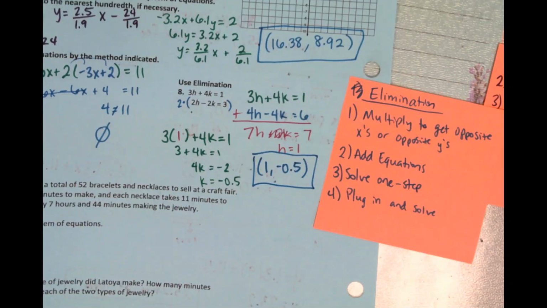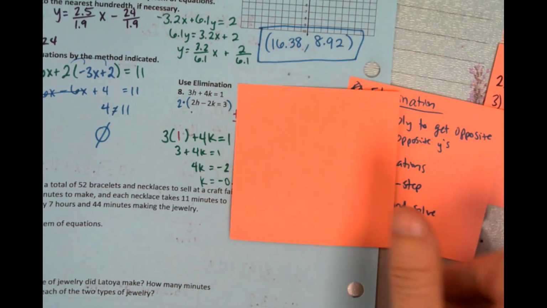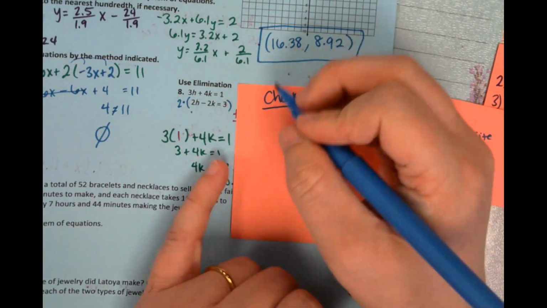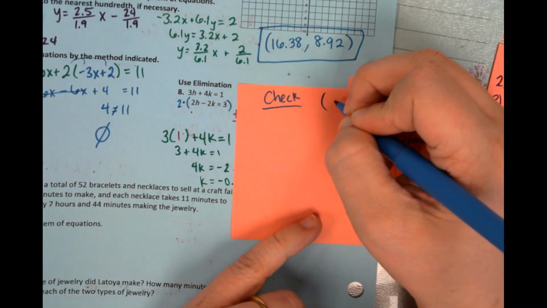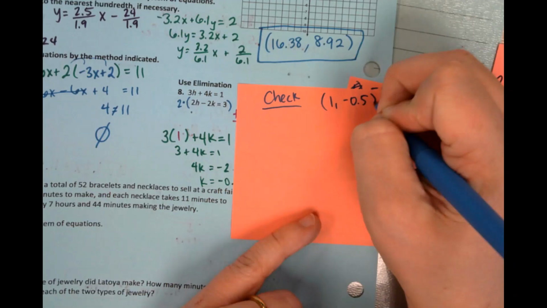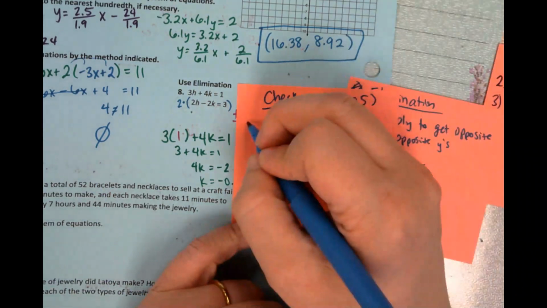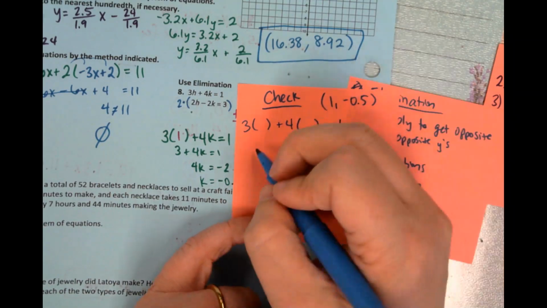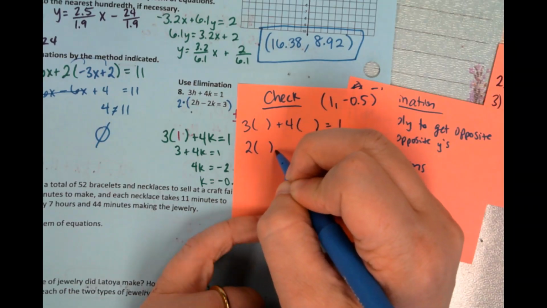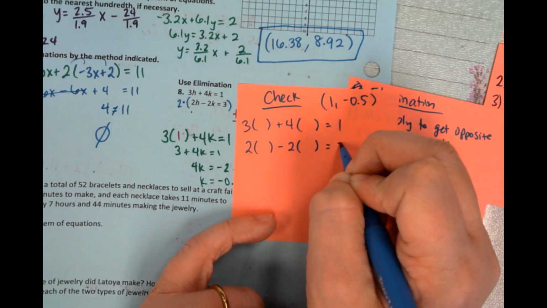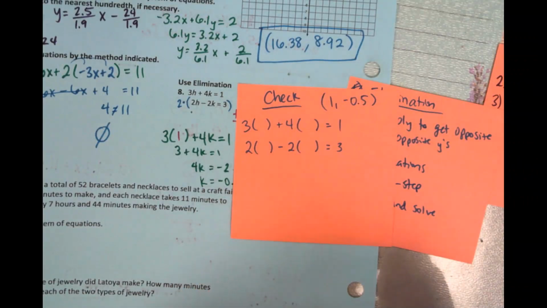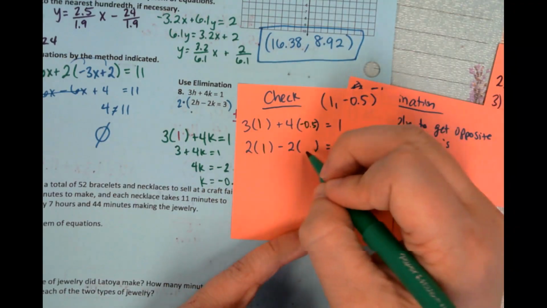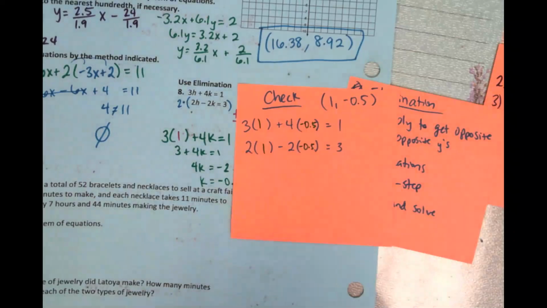Now how do I check my answers? I check my answers by plugging them both back in to both original equations. So I have 1, negative 0.5 is my answer. 3h plus 4k equals 1. 2h minus 2k equals 3. And I'm plugging in 1, negative 0.5.